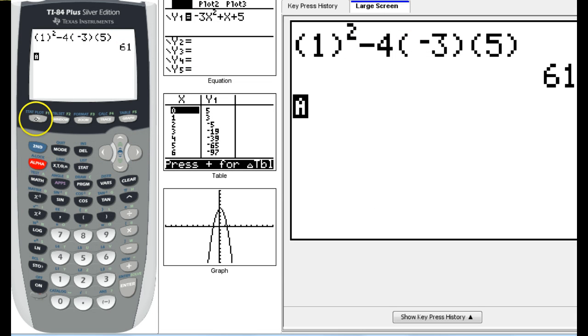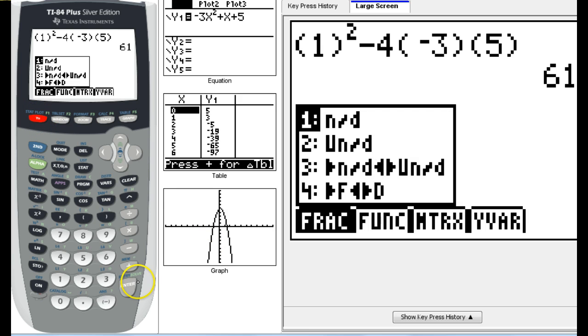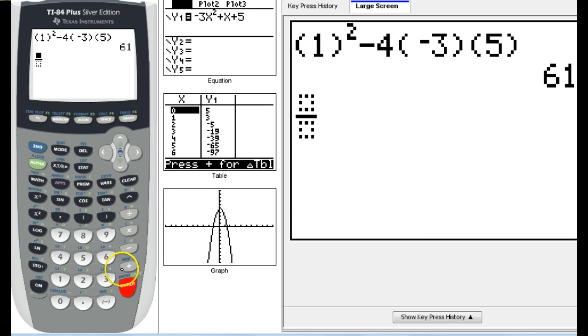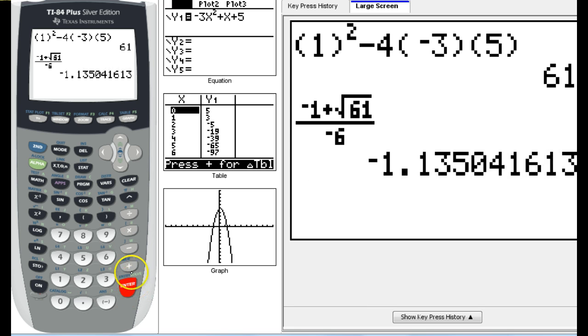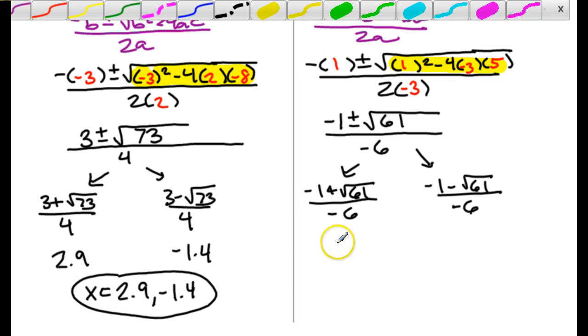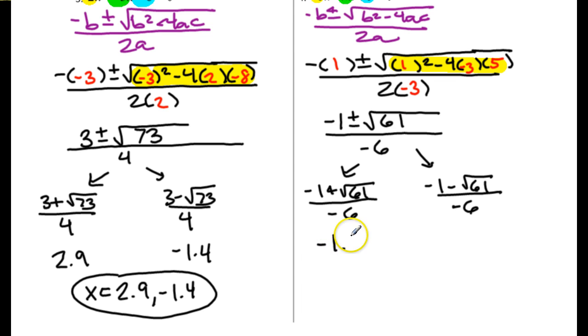Alright, alpha y, to get that fraction bar, choose number 1. So the top of the fraction is negative 1 plus square root of 61. Go to the bottom, and that is just negative 6. Let's hit enter. Got this long decimal. Round it to the first place. The next number is 3. That means we do not round it up. We keep it where it is. So it'll be negative 1.1. Alright, so this one is negative 1.1.